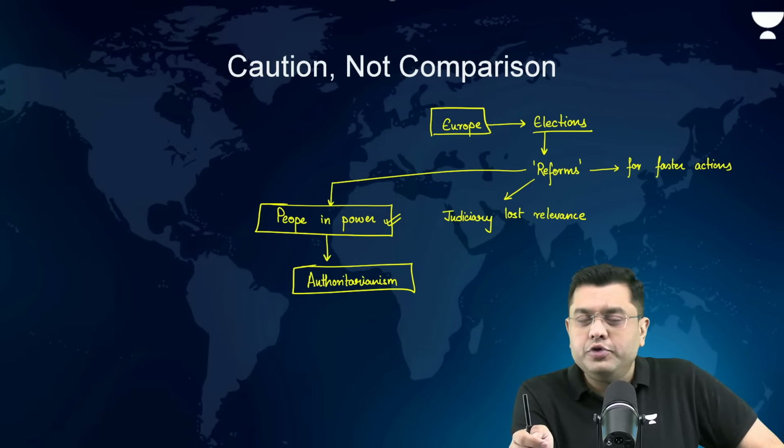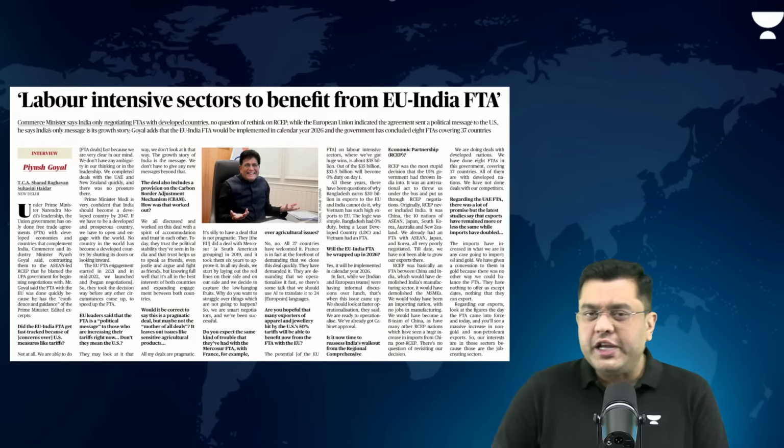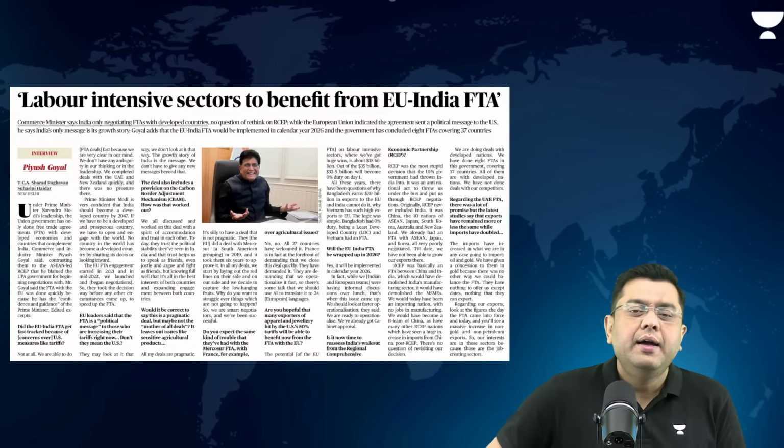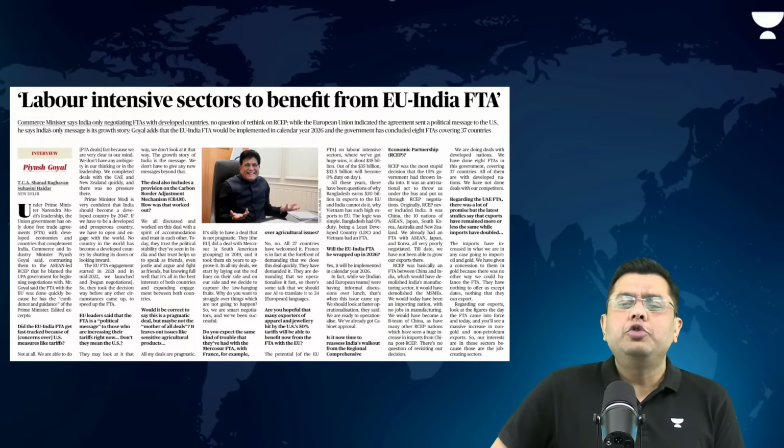Okay, now this is an article which has appeared in the form of an interview: labor intensive sectors to benefit from the EU-India free trade agreement. Now there were wide ranging questions put to Piyush Goyal, one of the key movers and shakers for this FTA deal. But having said that, we are not going to take a look into all the questions and all the answers. We are going to take a look into the broader understanding.